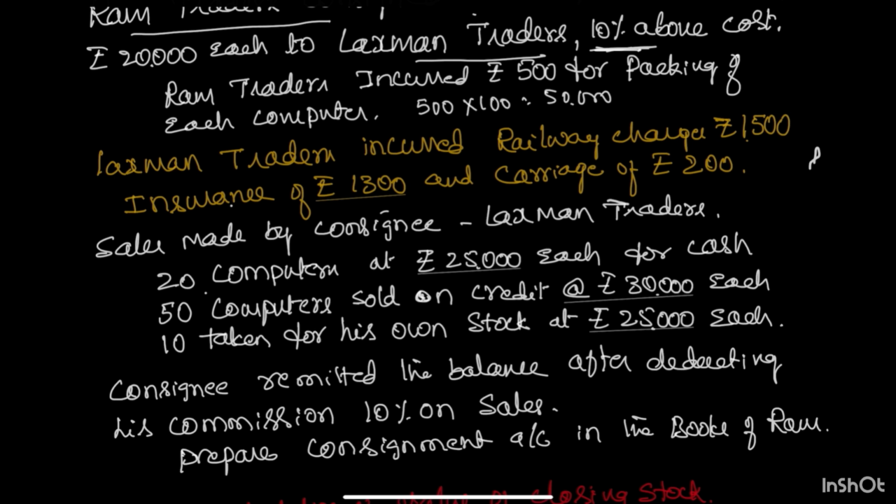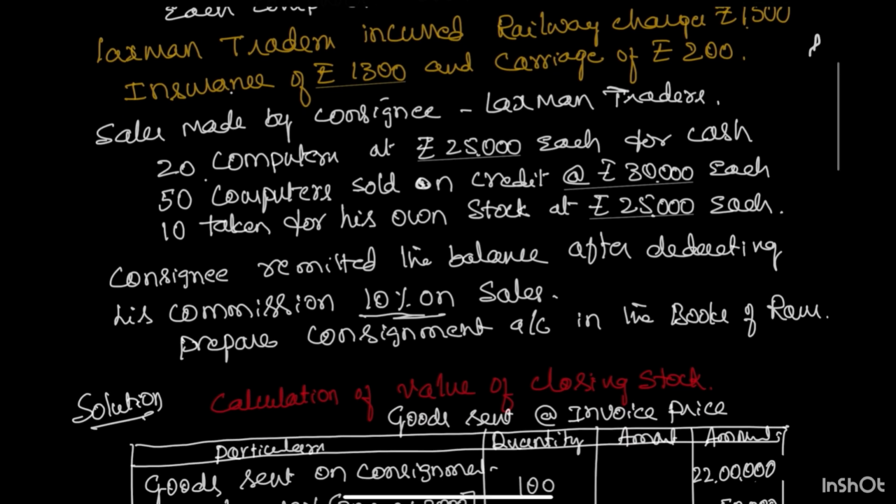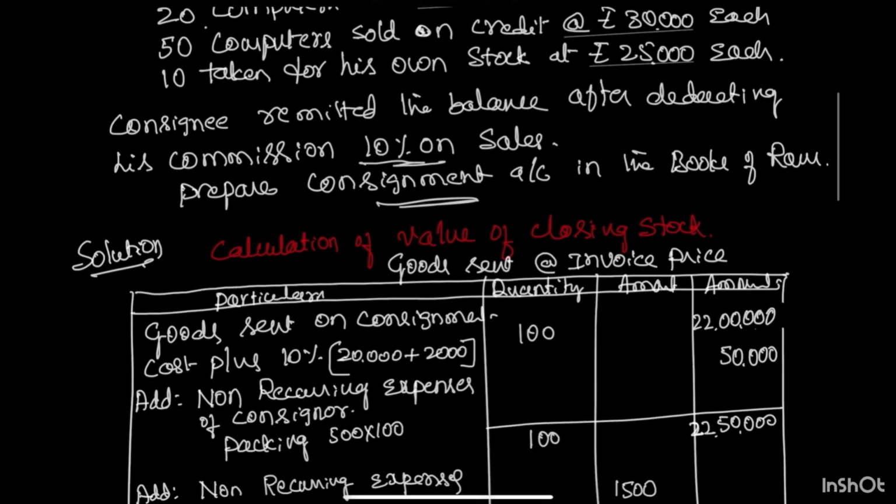Sales made by the consignee, that is the Lakshman Traders: 20 computers at rupees 25,000 each for cash, 50 computers sold on credit at rupees 30,000 each, and 20 taken for his own stock at rupees 25,000 each. And the consignee remitted the balance after deducting his commission at 10% on sales. Now we need to prepare the consignment account.